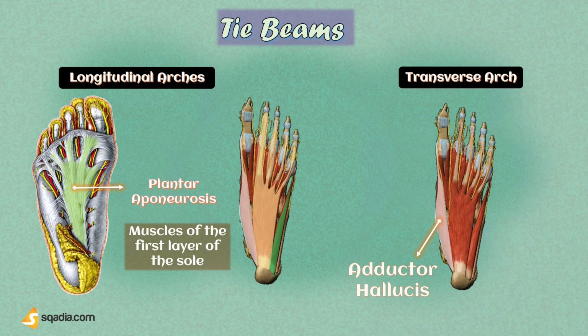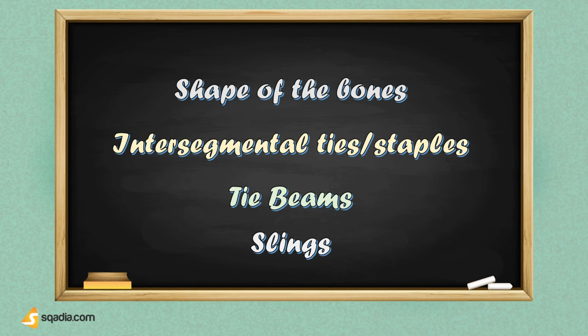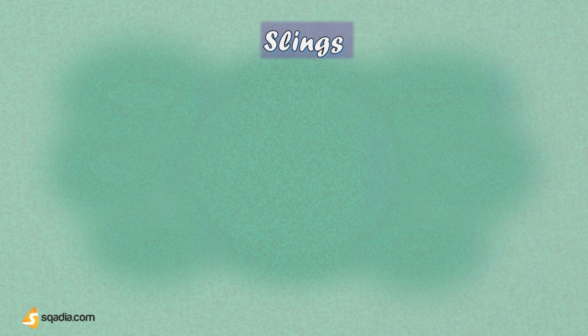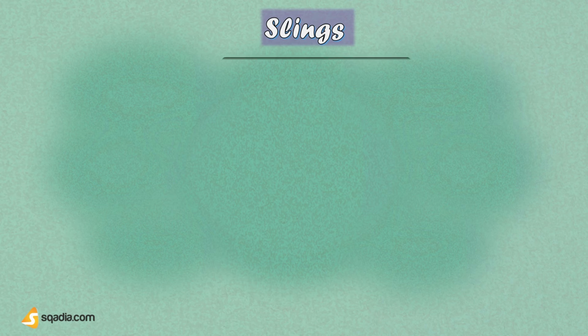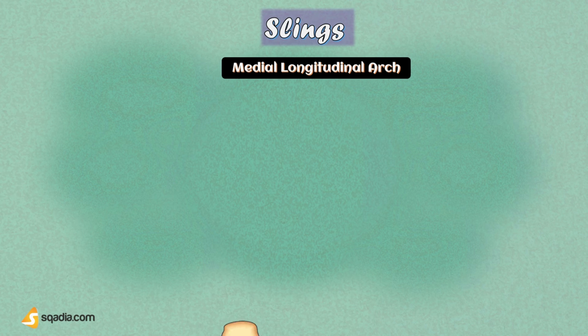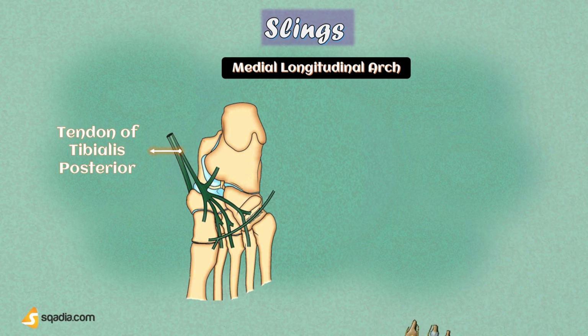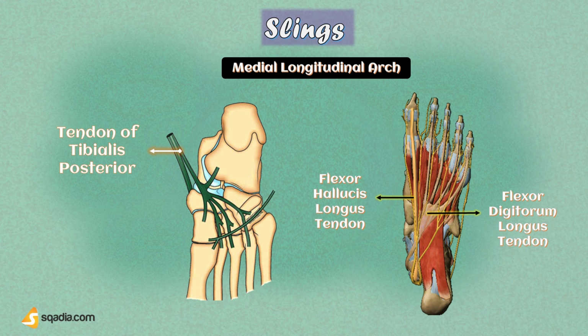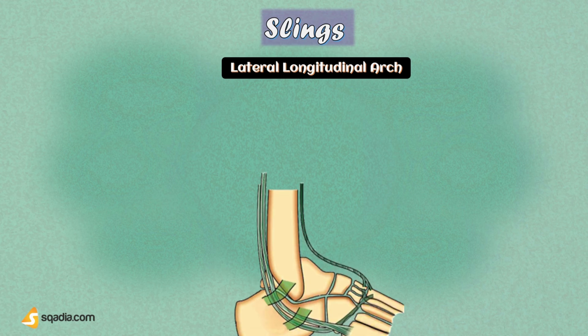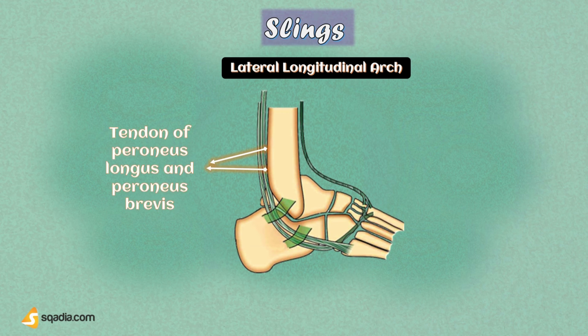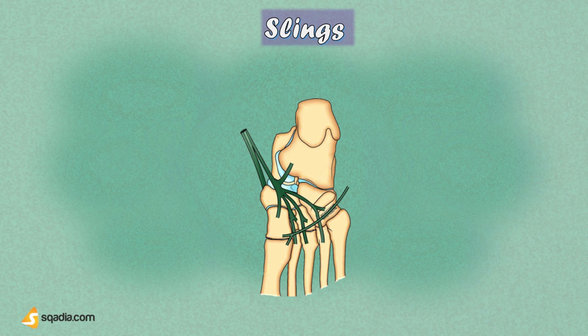Lastly, we have the structures that work as slings. The summit of the medial longitudinal arch is pulled upwards by tendons passing from the posterior compartment of the leg into the sole, i.e. tibialis posterior, flexor hallucis longus, and flexor digitorum. The summit of the lateral longitudinal arch is pulled upwards by the tendons of peroneus longus and peroneus brevis. The tendons of tibialis anterior and peroneus longus together form a sling which keeps the middle of the foot pulled upwards, thus supporting the longitudinal arches.